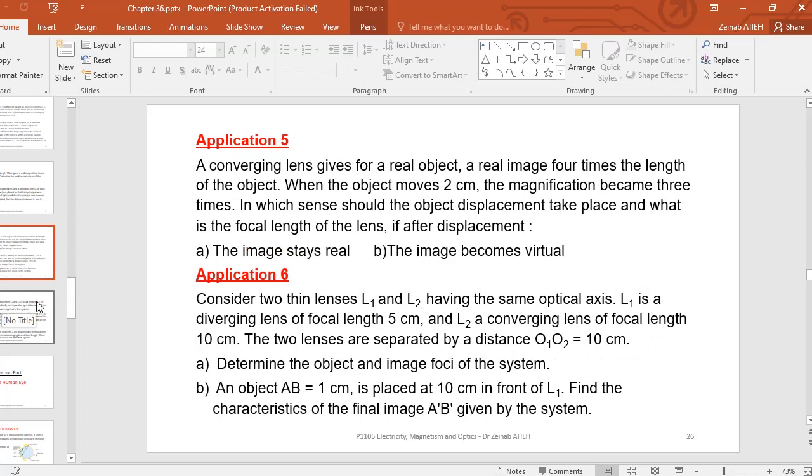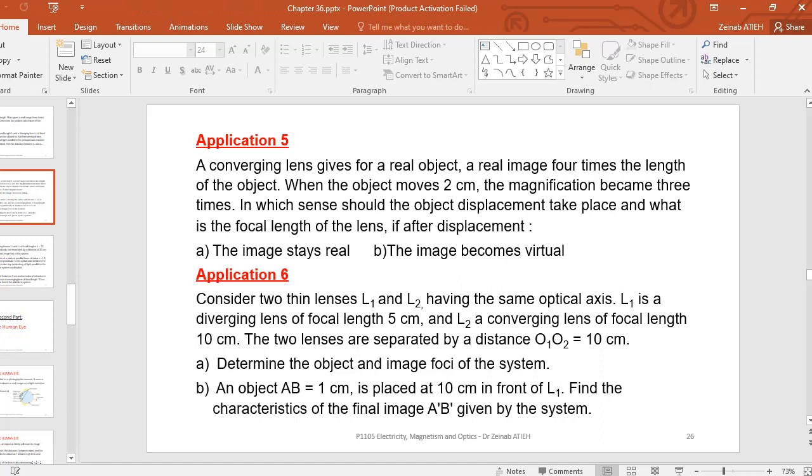Application 5 says a converging lens gives for a real object a real image 4 times the length of the object. When the object moves 2 cm, the magnification becomes 3 times. In which sense should the object displacement take place, and what is the focal length of the lens if after displacement the image stays real? In this problem we have a converging lens. A converging lens has positive F, of course, and we have a real object giving a real image.